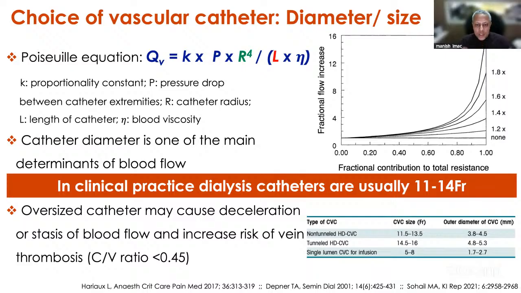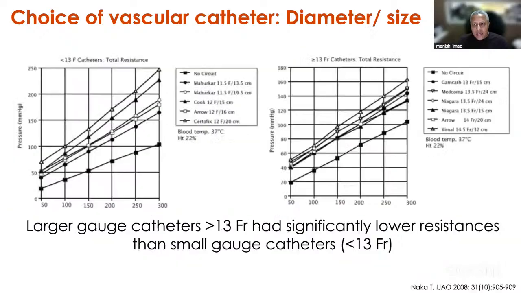If you put these two factors into place, you see that for most veins, a catheter size of around 12 to 13.5 French would probably work. Now, this is just another study that actually looked at the blood flow through various catheters, with catheters of less than 13 French on the left and catheters of greater than 13 French on the right.